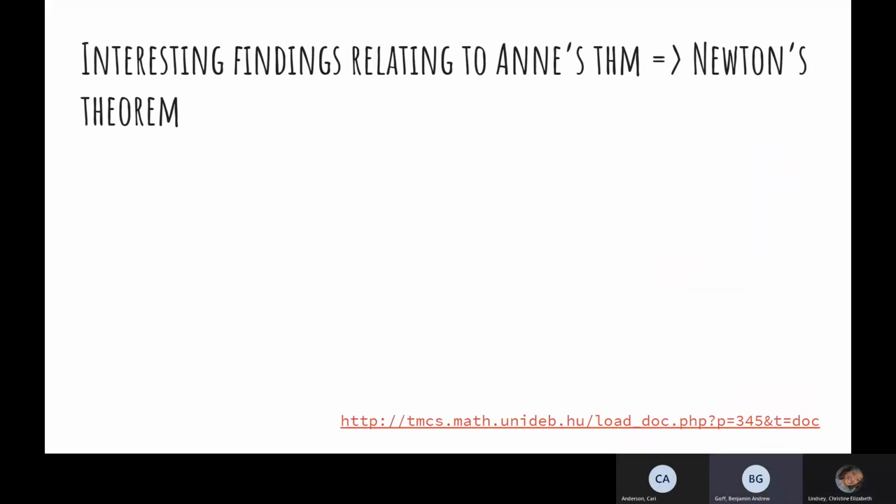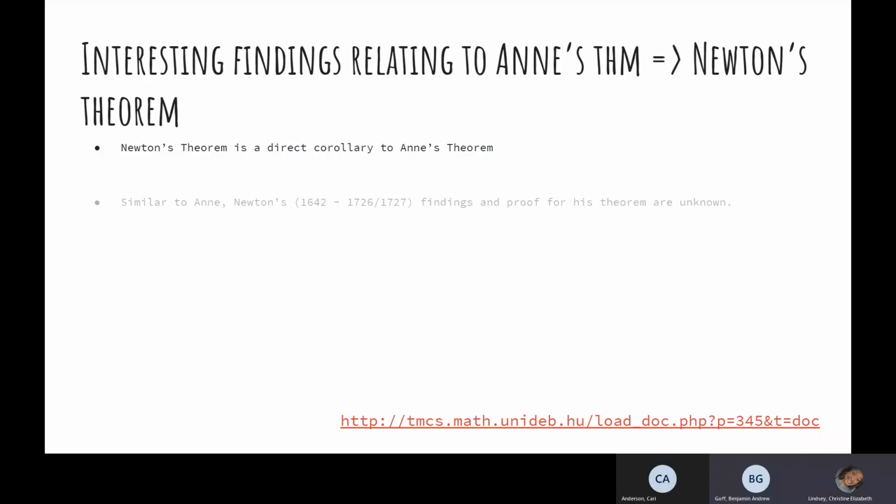So some interesting findings relating to Anne's theorem is actually Newton's theorem as well. So Newton's theorem states that if a circle can be inscribed within a quadrilateral, then its center must lie on the Newton line. So Newton's theorem is a direct result from Anne's theorem. So we can actually use Anne's theorem to prove Newton's theorem. Now, similar to Anne, Newton's findings and his proof for his theorem are unknown. We don't have evidence that he showed it.